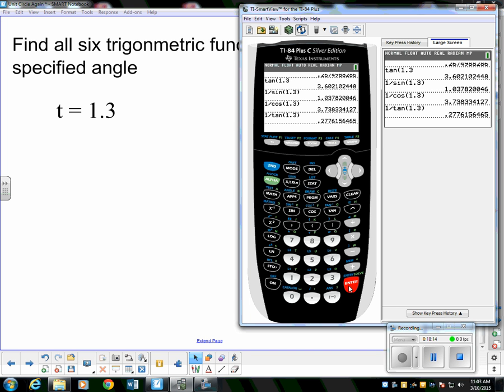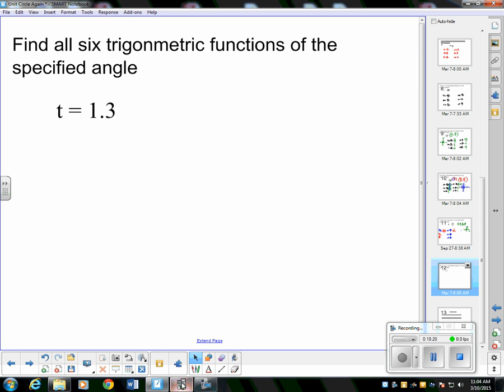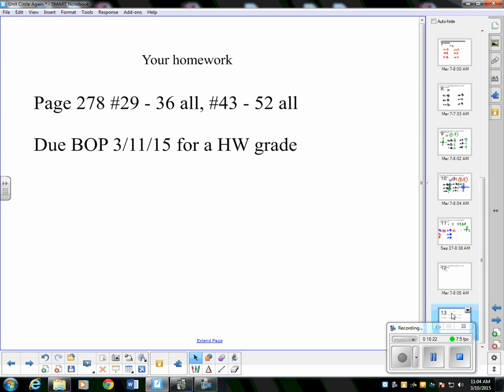Now, there's more of this stuff that we're going to do. However, as far as today is concerned, the only other thing you have is a homework assignment that I want you all to work on. It's going to incorporate the stuff that we just did. It is due tomorrow for homework grade. I will let you work on it.